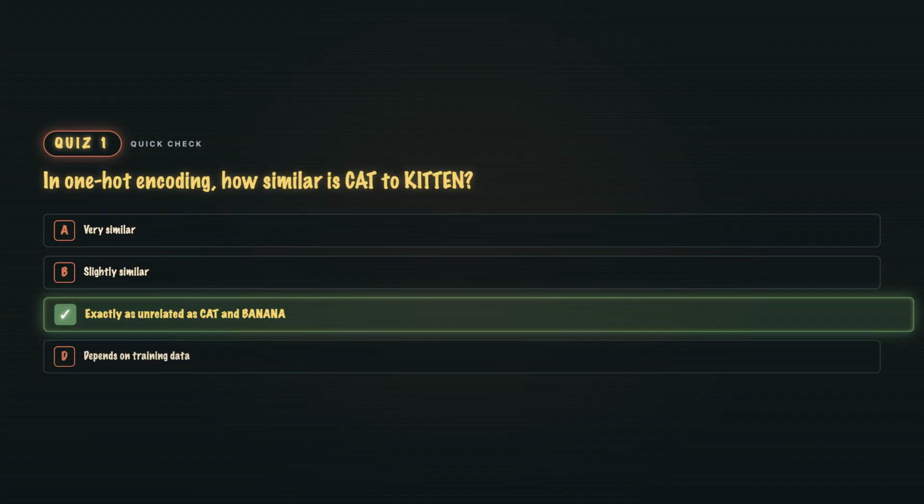C. Equally unrelated. That's the fatal flaw of one-hot. The dot product between any two different one-hot vectors is always 0. Distance is always the same. There's no room to encode "these two are related." All words look equally foreign to each other.